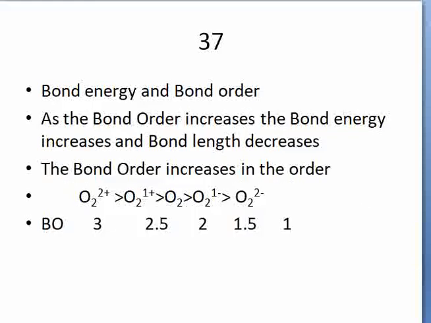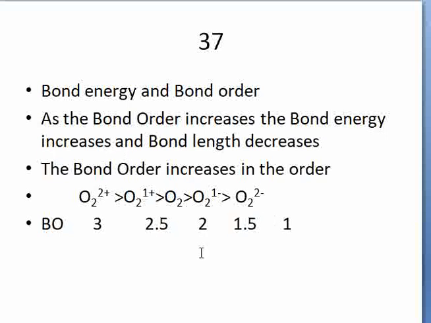Next one, 37th point, bond energy and bond order. These are very important points, and this unit should have been studied earlier. As the bond order increases, bond energy increases and bond length decreases. The bond order increases in the order like this. This is one important question.